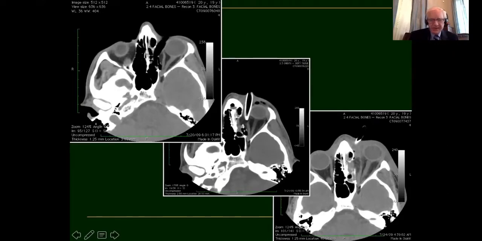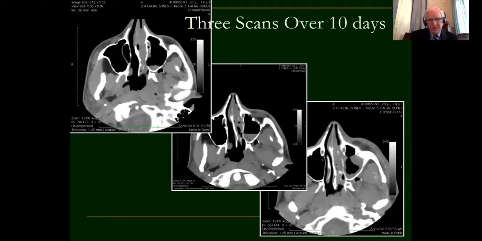Well, this case got much more complicated because in a couple of days he became more of a problem and he was more symptomatic.